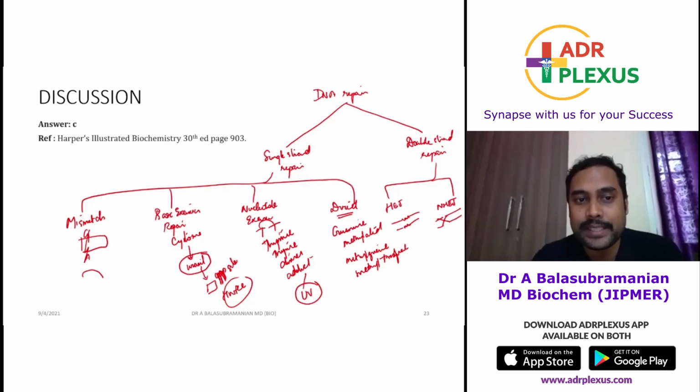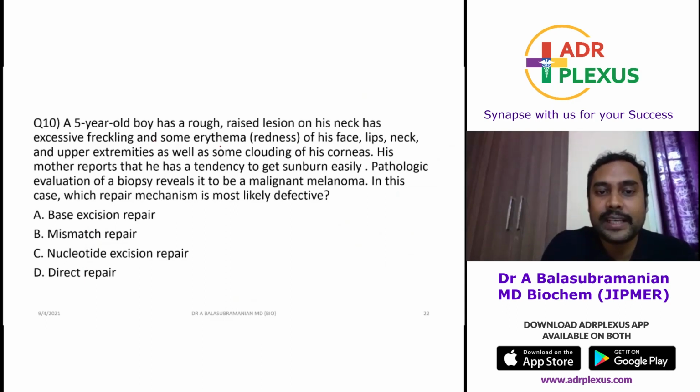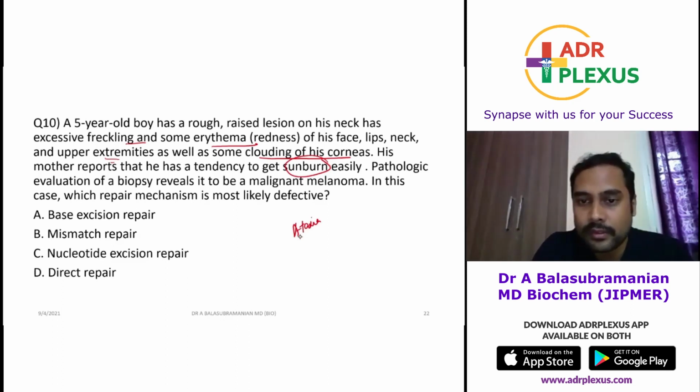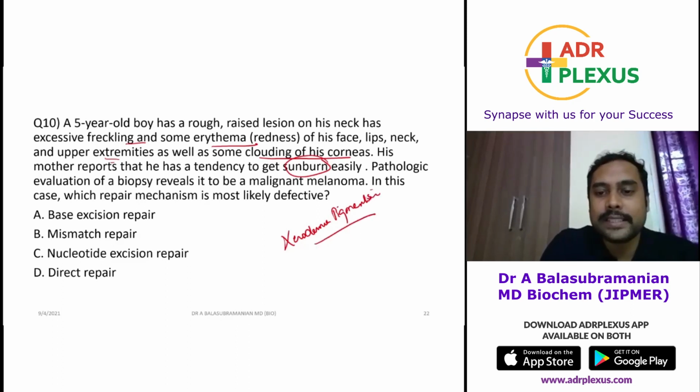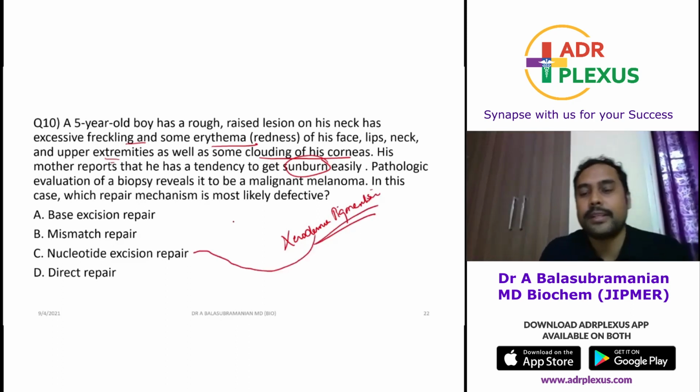So this particular person is suffering from a disease with freckling, erythema of the upper extremities, some clouding of the cornea, and sunburn. All these point towards only one thing. This disease is xeroderma pigmentosum. Classic defect seen in nucleotide excision repair. So that is exposure to sunlight. I told you it's exposure to UV rays.